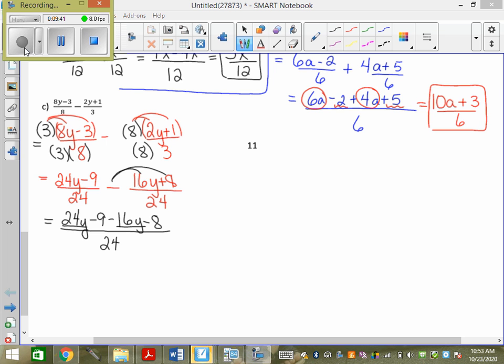Okay, 24y minus 16y is 8y. Minus 9 minus 8 is negative 17 over 24. And the last thing I always check is, can I simplify? Can I simplify 8y minus 17? Can I take something out of it? Nope. So we're done.